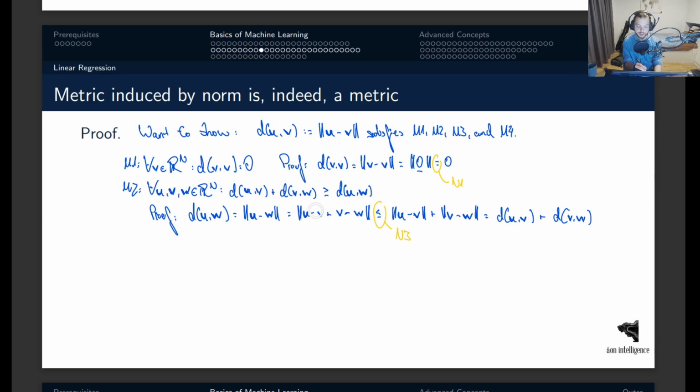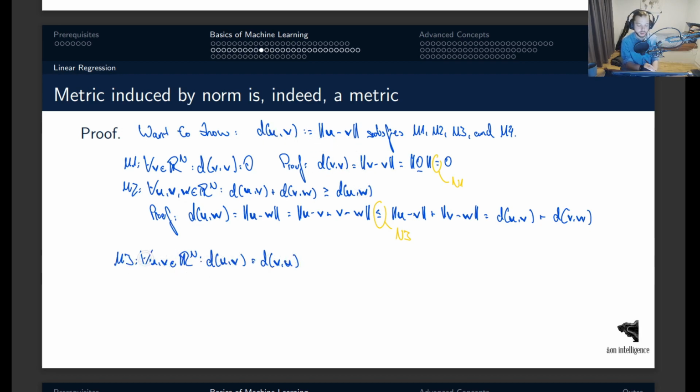And we can simply add and subtract the vector v inside this magnitude. And from the triangle inequality for norms, we have that the magnitude of that vector is smaller or equal than the sum of the individual magnitudes of the vectors u minus v and v minus w. And if we translate them back into metrics, this one corresponds to the distance from u to v, and this one corresponds to the distance from v to w. And with that, we have shown that M2 holds for metrics induced by vector norms.